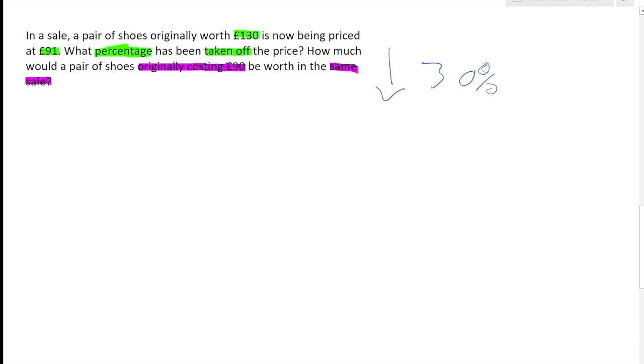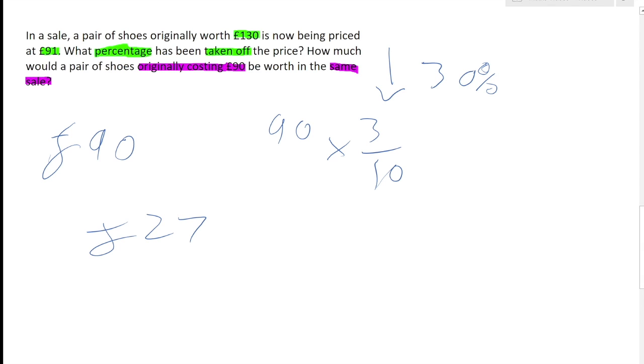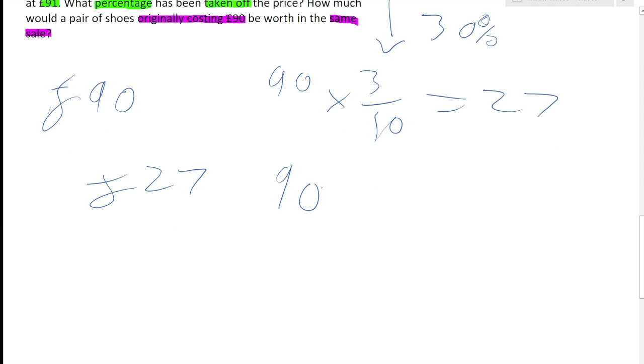So feel free to pause if you need a bit more time. Otherwise, answer coming now. Either way, we start with £90. 30% of £90 is £27. We know 90 times 3 over 10, which is 30%, is 27. And then we just do 90 minus 27 to get us 63. So the total answer is £63.